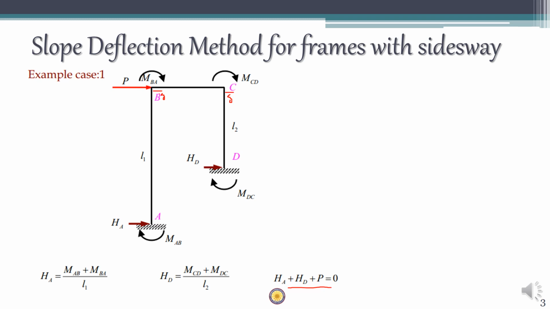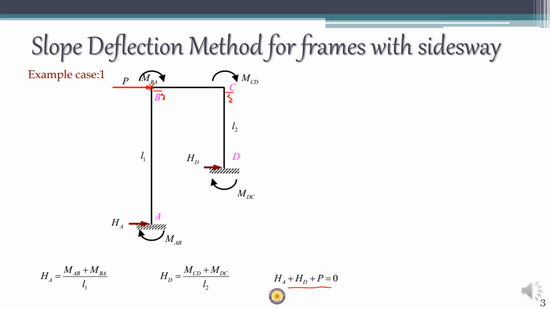However, in this case we have to know what HA and HD are. So we should write HA and HD in terms of the support moments MAB and MBA. For this, we take the moment about the top point where the sway occurs. If you take the moment about this point B, HA into L1 is the moment caused by HA and it is anti-clockwise, and the support moments MBA and MAB are given in clockwise notation, which means the sum of these is also clockwise.